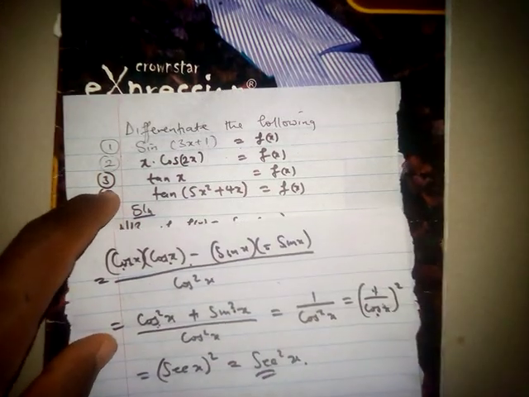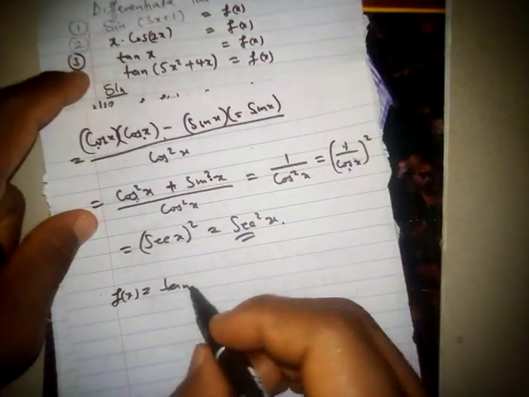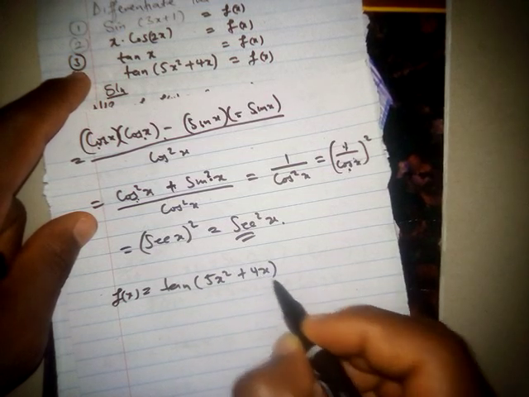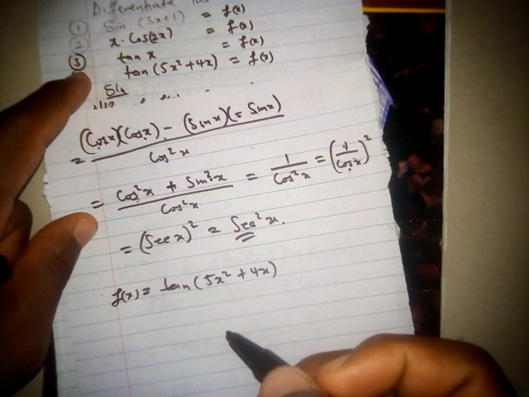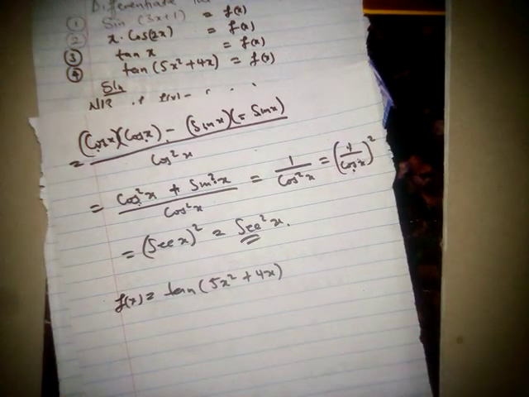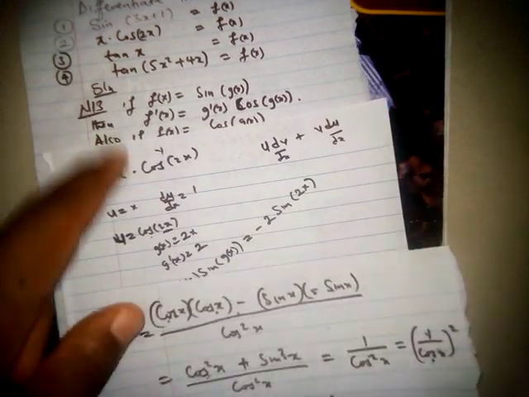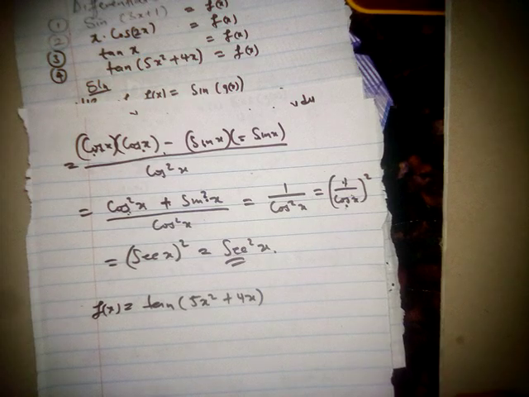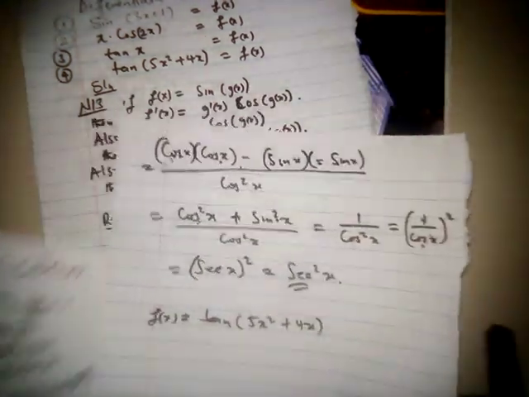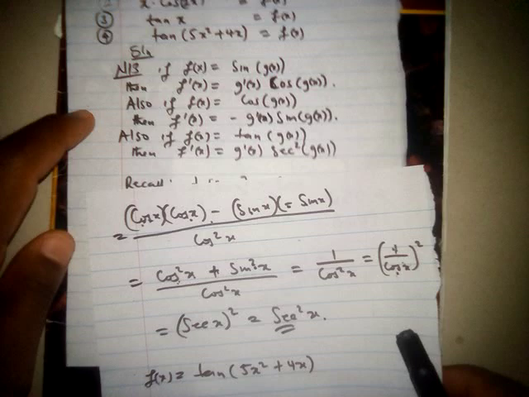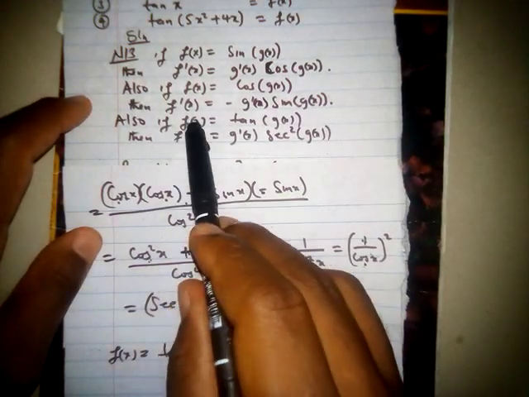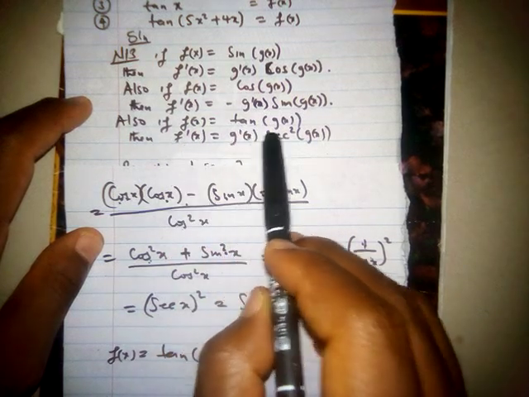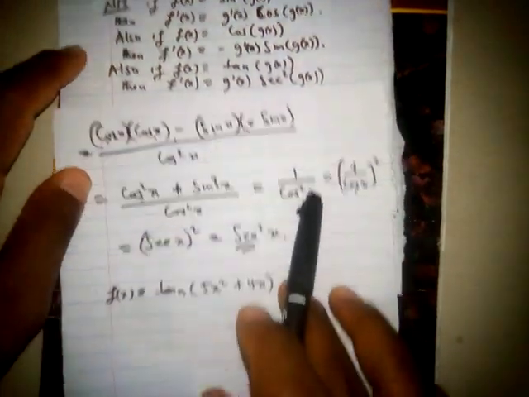Okay, and finally we have f of x is equal to 5 tan 5x square plus 4x. Okay, we have tan of 5x square plus 4x. Now we are not going to use the same way we differentiate tan x to get this. Here I just wanted to show you how to differentiate tan x using quotient rule. So here we are going to apply the previous rule, the rule I gave here. If f of x is tan g of x, then my f prime of x is g prime of x sec square g of x.